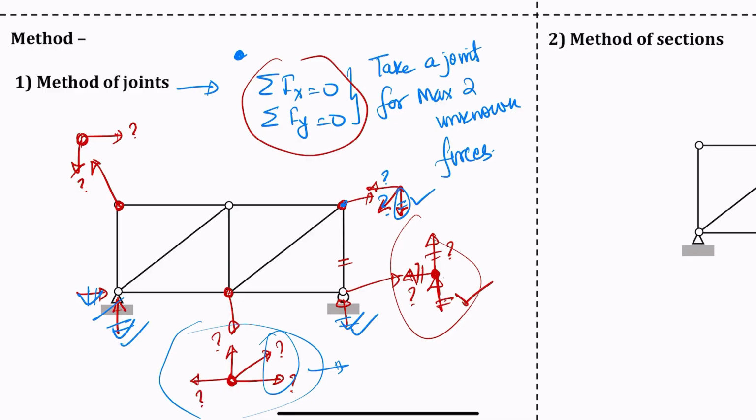So it's better to look at a joint that has no more than two unknowns, and then walk from there one by one, looking at every joint and saying, okay, if this is known, this is known, that means I can pick this joint, because this is unknown, this is unknown. So I have two unknown forces, I already know all the others, so I can use the method of joints. So that is the method of joints.